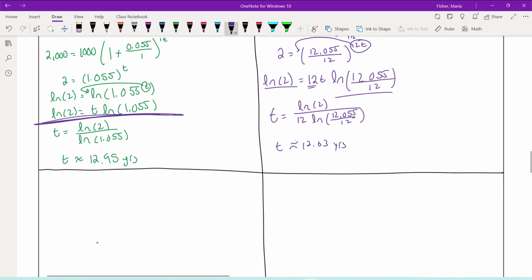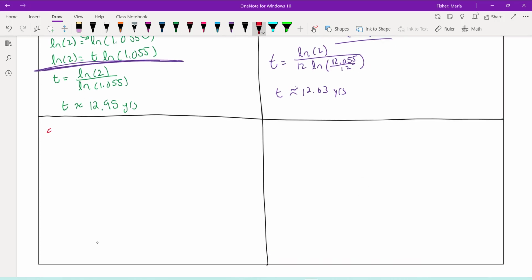Part C is daily. The only thing that changes for Part C is M. M is now 365. A is still 2,000. P is still 1,000. And R is still 0.055. So we would say 2,000 is equal to 1,000 times 1 plus 0.055 divided by 365 raised to the 365t.